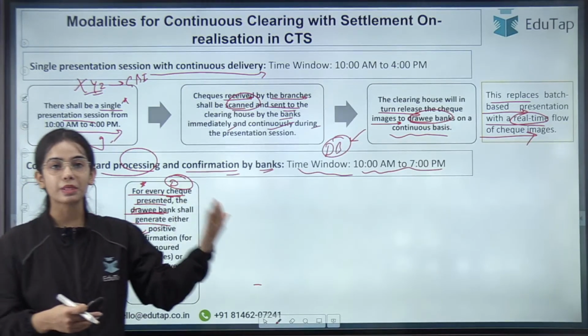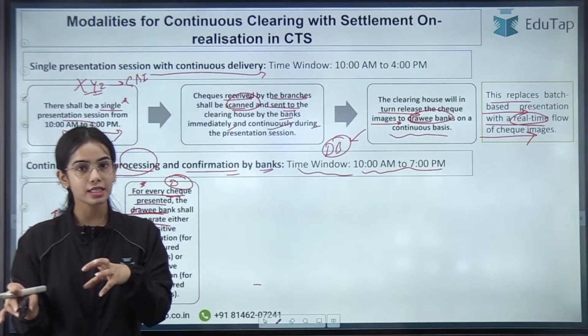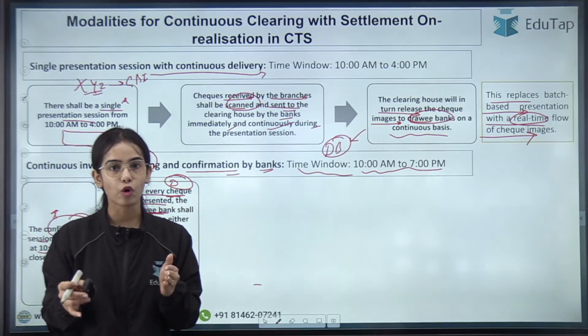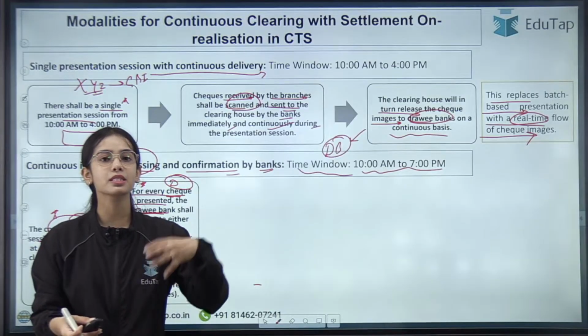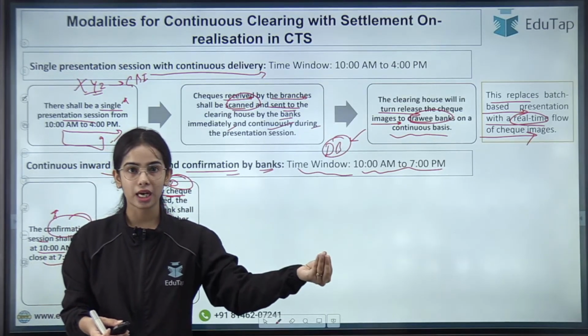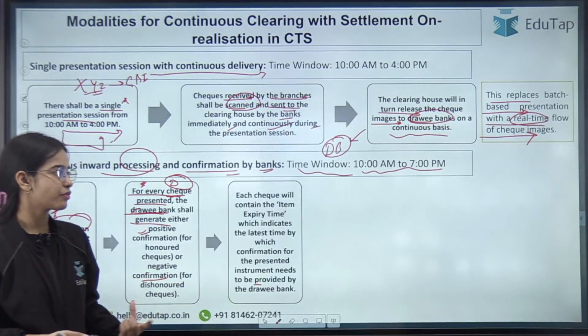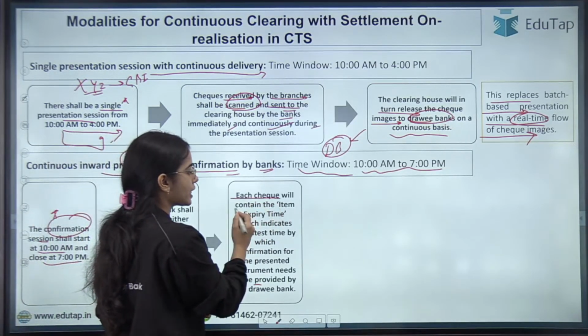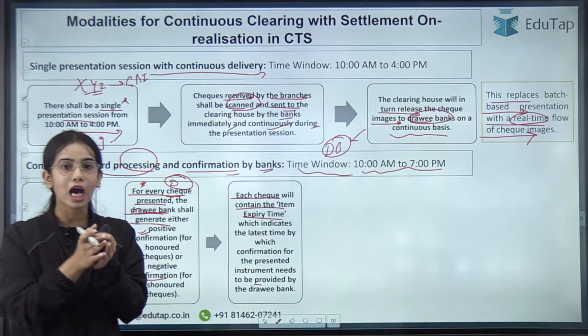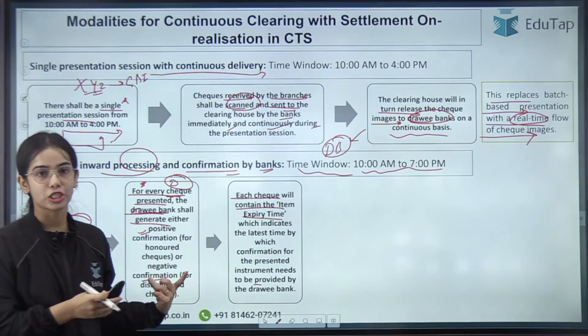If ABC does not have enough money in his account, the drawee bank will inform that the settlement cannot happen because the person does not have enough money in their account, so the check is dishonored, or the negative confirmation will be given. Each check will contain the item expiry time. So within how much time does the confirmation have to be provided?